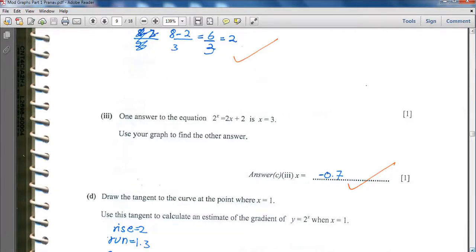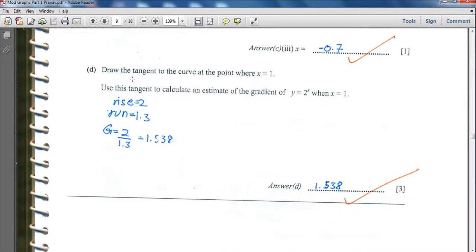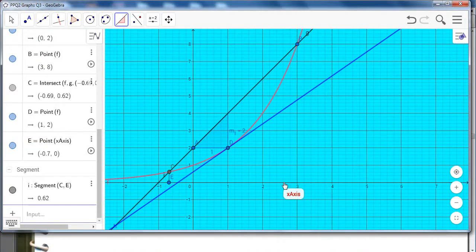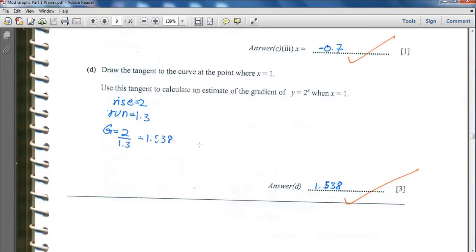Proceeding further, draw a tangent to the curve. So we need to draw a tangent to the curve at the point x is equal to 1, and then we need to estimate the gradient of the curve also at that point. So going back to the curve, x is equal to 1, which means D is the point, and I've already done this for you. At the point D, this is the tangent that we are talking about, and the slope of this tangent is 1.39. As reported in the solution, 1.538. So close to the exact value.